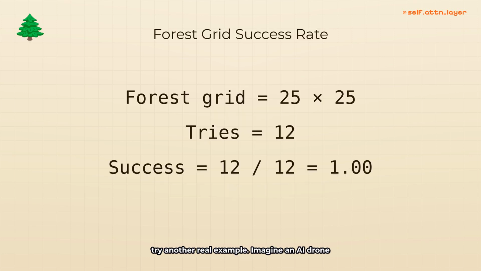Let's try another real example. Imagine an AI drone mapping a forest. Goal: reach the tallest tree at 10, 20. The world model defines the forest as a 25 by 25 grid. The drone tests moves: north, east, scan. Each move updates the grid and scores it. Success in 12 tries. No crashes. No guessing. Just a clean, tiny simulation.